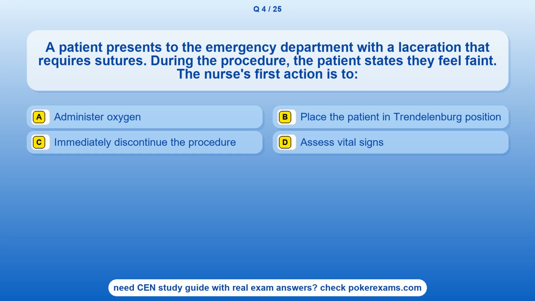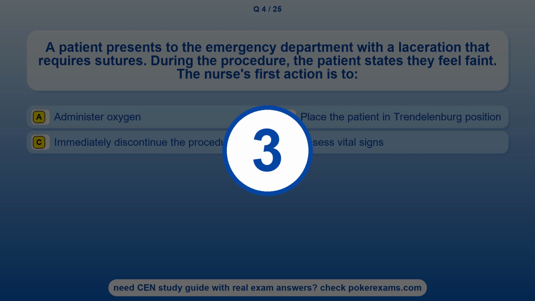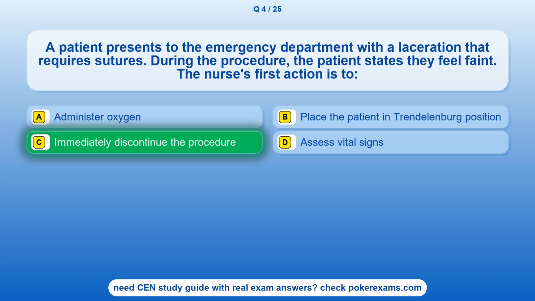Question 4. A patient presents to the emergency department with a laceration that requires sutures. During the procedure, the patient states they feel faint. The nurse's first action is to: Option A, administer oxygen. Option B, place the patient in Trendelenburg position. Option C, immediately discontinue the procedure. Option D, assess vital signs. The correct answer is option C, immediately discontinue the procedure.